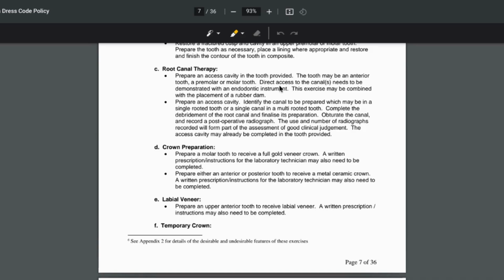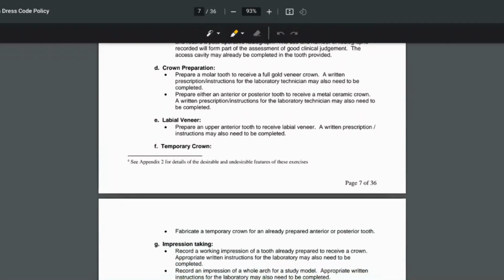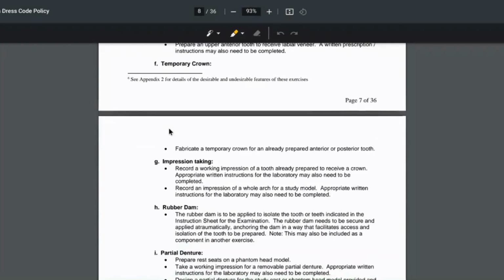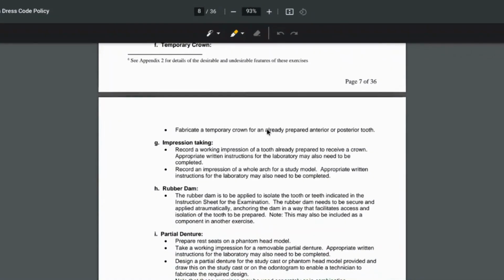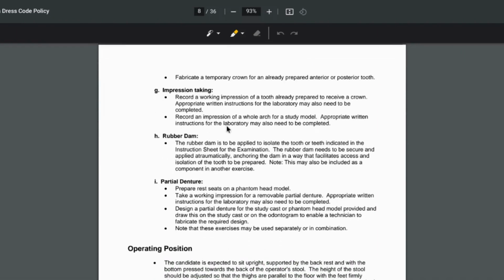Then crown preparation, you may be given some exercise about the crown preparation, then the labial veneer or the temporary crown, fabricated temporary crown for an already prepared tooth, or the impression taking. Then it's up to you which technique you use, single impression or dual impression, up to you. You can let them know. Okay. Then is rubber dam placement. Again, you may be asked to place it.